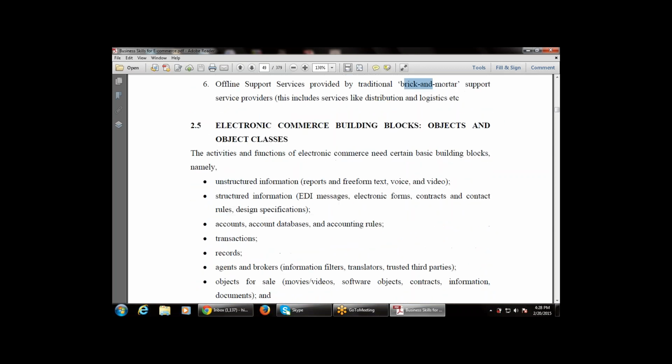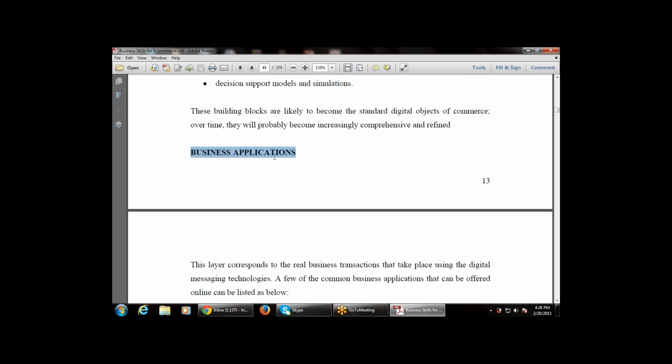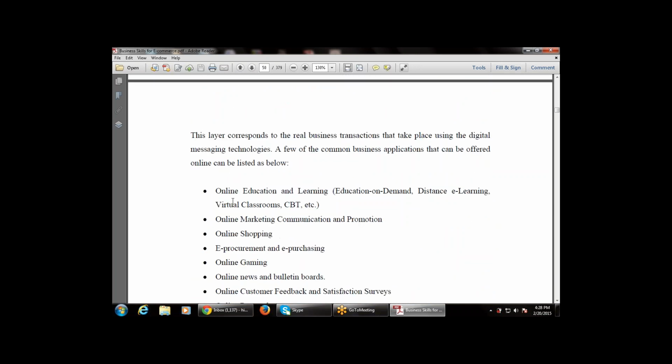Then we have discussed the next layer, that is the business applications. That is, in which applications e-commerce is generally used. That is also a part of the framework of e-commerce. That is the business applications, the area in which e-commerce is used.